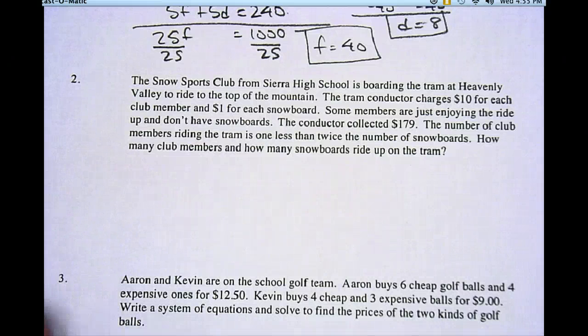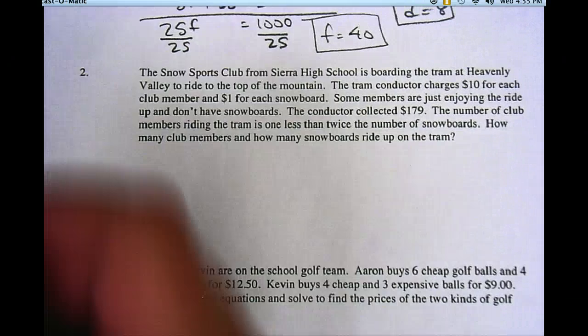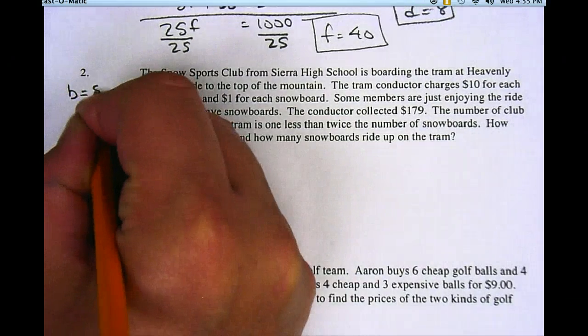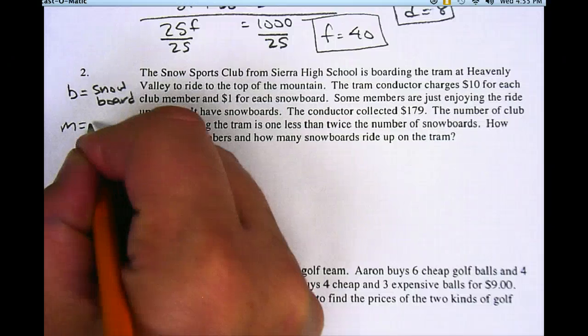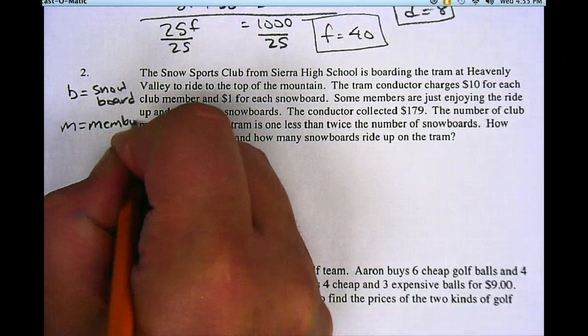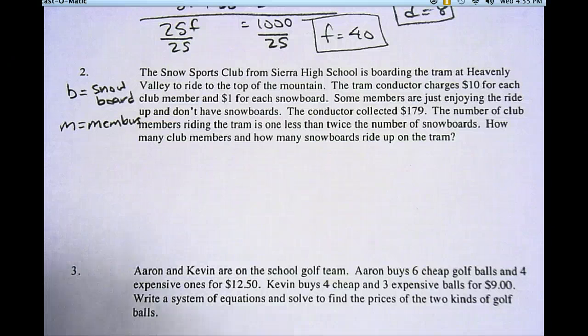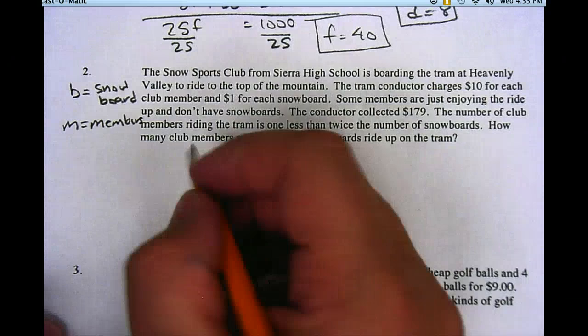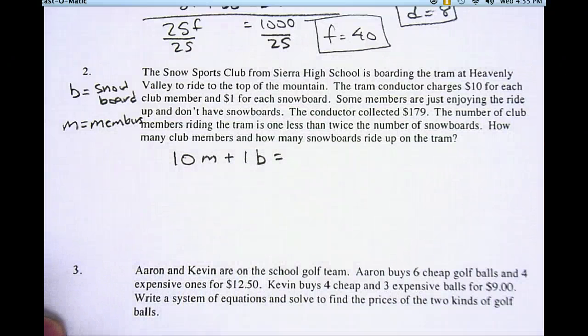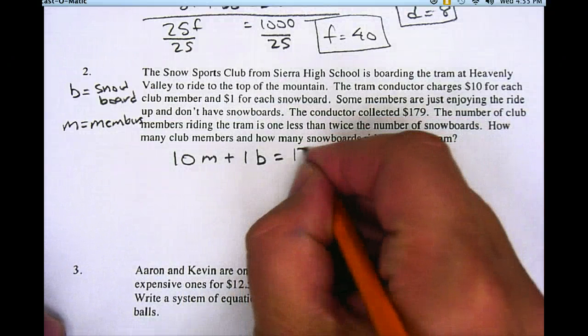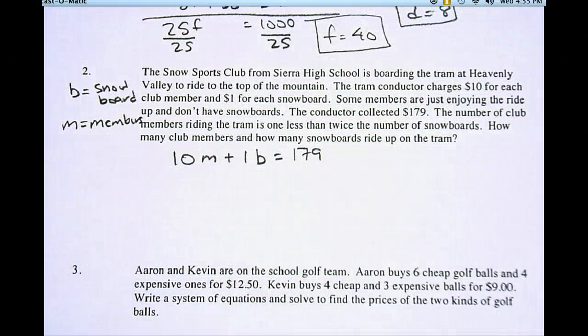So again, the first step in all these problems is to define the variables. I'm going to have B is equal to snowboards, and M is equal to members of the club. Those are my two variables. So let's look at the first part of this and get one equation. It says that the tram conductor charges $10 for each club member and $1 for each snowboard. So it's 10 times M plus 1 times B, and he collected $179 from all that. So that's got to equal $179.